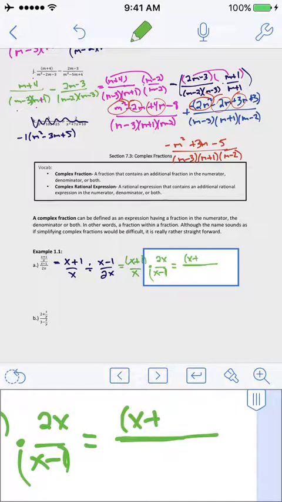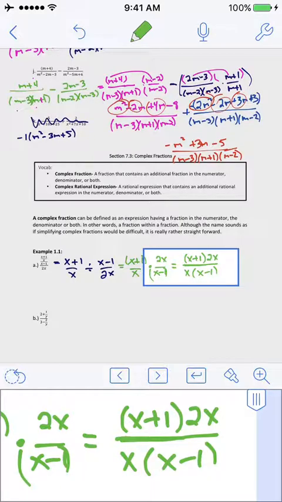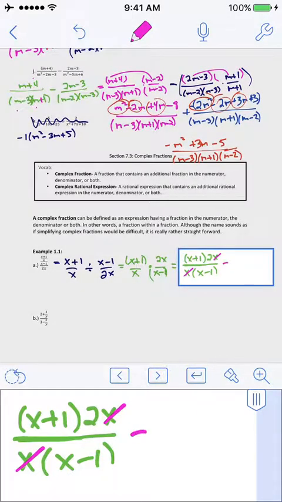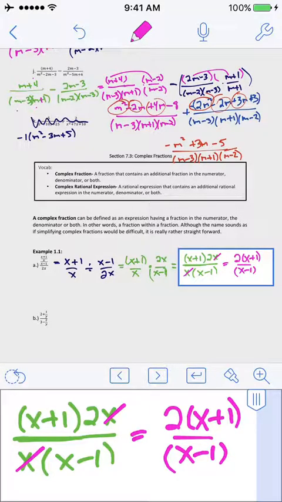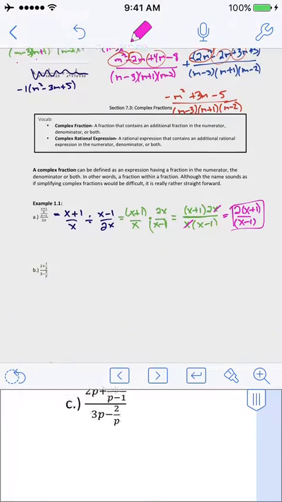So I have x plus 1 times 2 times x over x and x minus 1. The only thing that cancels here is that x and that x. I end up getting 2 times x plus 1 over x minus 1. And I can see that nothing else cancels. You're welcome to multiply out the top, but it is not necessary. Because we're not adding or subtracting. If we were adding or subtracting, we want to add and subtract everything. We want to multiply everything out, then see if anything cancels. Here, we know nothing's going to cancel. And that's complex fractions. Let's try another one.